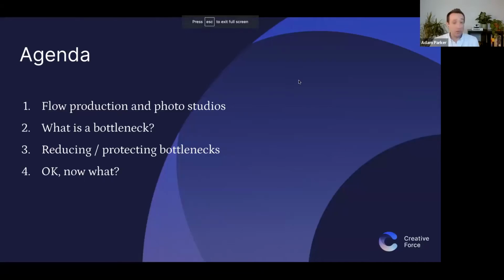Yeah, absolutely. And even before that, I think it'd be great for us to share a little bit of an agenda. I always appreciate it to know what we're going to be talking about today overall. And one of those things, obviously, is flow production. What is it? Why should you care? How does it relate to photo studios in general? We're also going to be talking a lot about bottlenecks, what those mean, how we define them in this context, how to reduce bottlenecks, which everyone probably wants to do, as well as how to protect bottlenecks, which might sound a little antithetical. Why would you want to protect a bottleneck? But Daniel can speak pretty well to that.